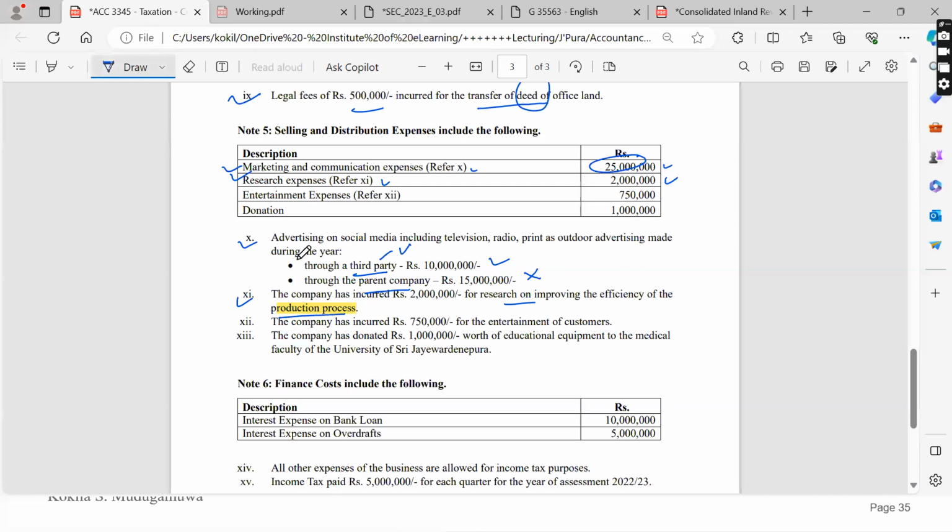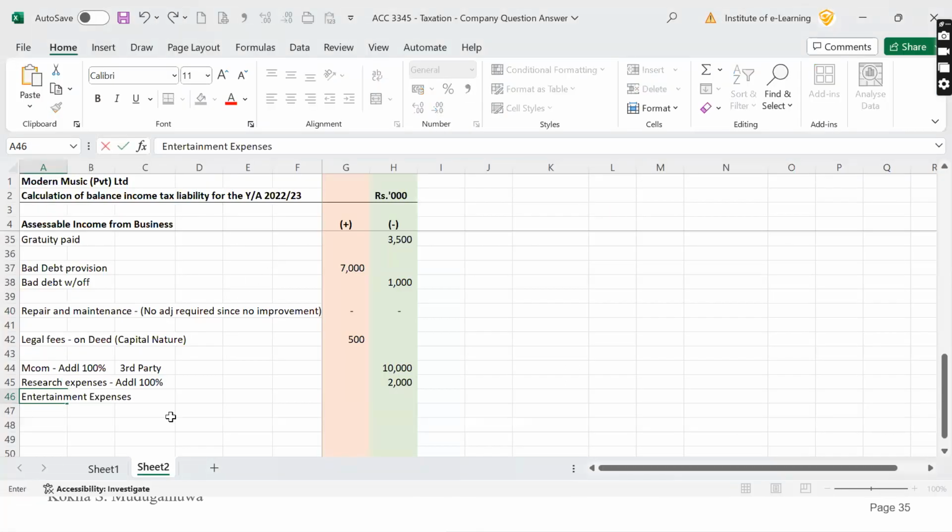Then the next, entertainment expenses. The company has incurred 750 on entertainment of customers. Entertainment is not allowed because it is not incurred for the purpose of production of income. Entertainment, whatever the nature, you have to disallow.